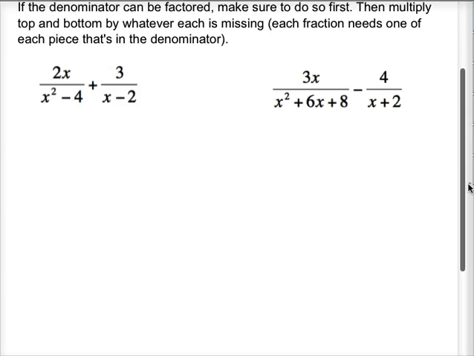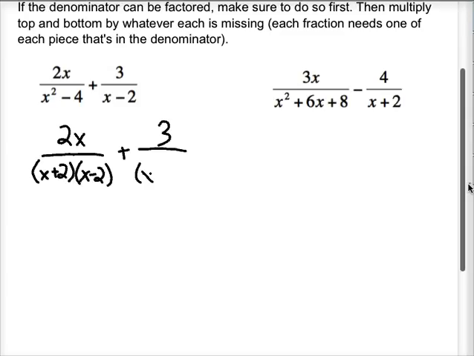So what I'm going to do is I'm going to factor this one. And again, that is a difference of squares pattern. The idea is you need to factor that. All right. So now I want you to take a look.